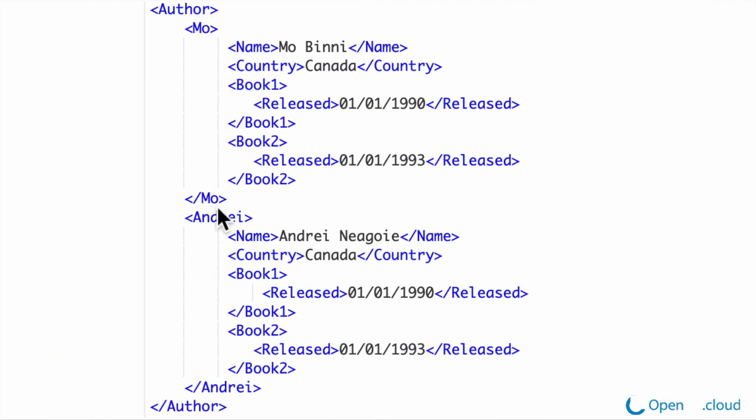Author has two children, and the children have more children. See, Mo has a name, country, book two. So, that becomes very clear. We now know how the hierarchical model is storing data. This is just an example of how data would be stored. This is not exactly how it was stored back in the day when hierarchical databases were out. Again, these are rarely seen today due to their inefficiencies.